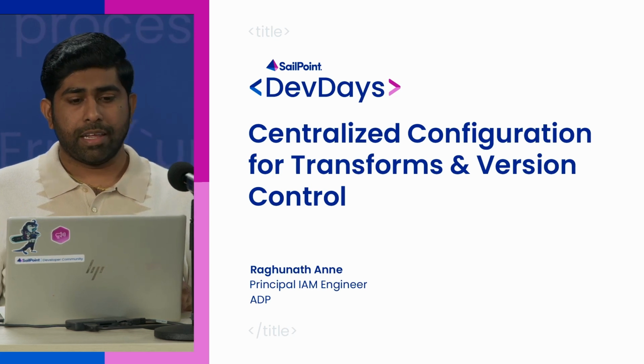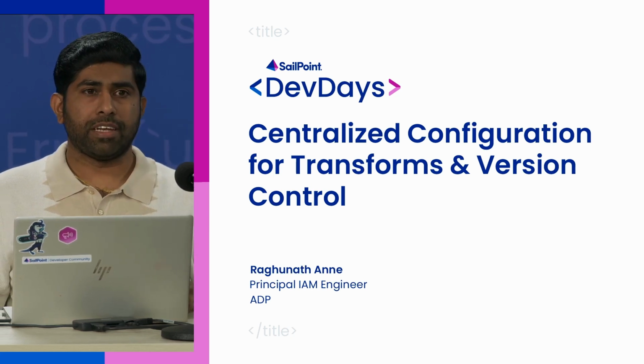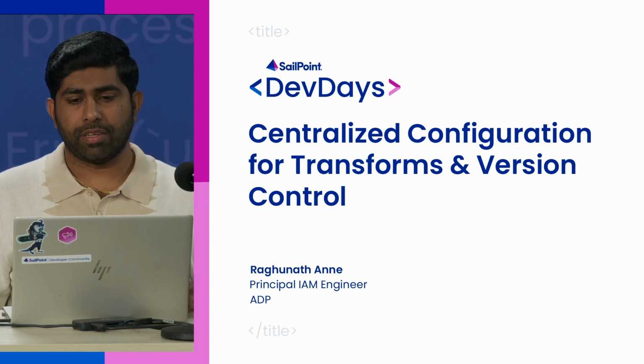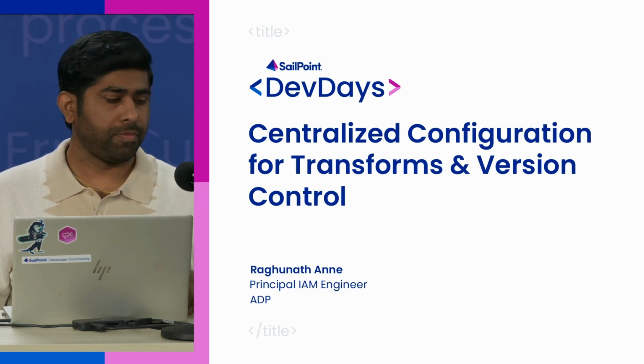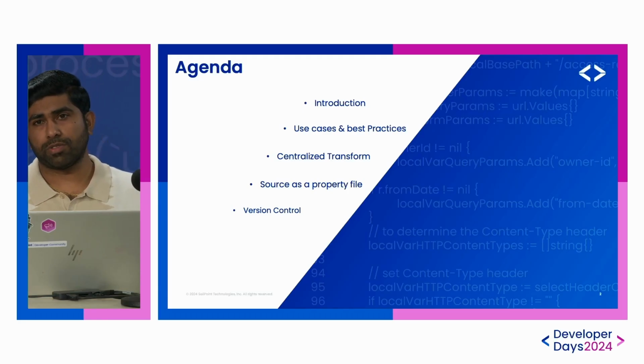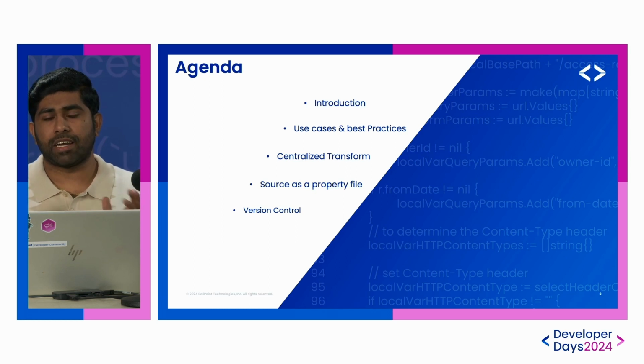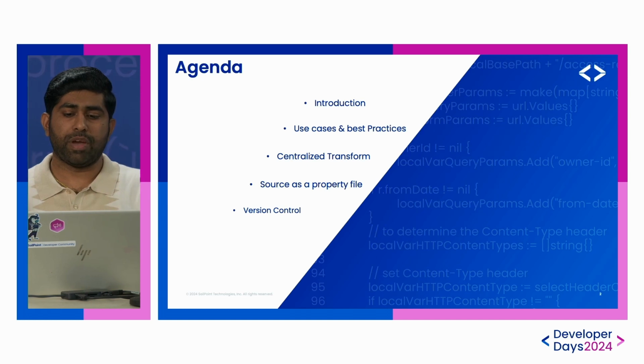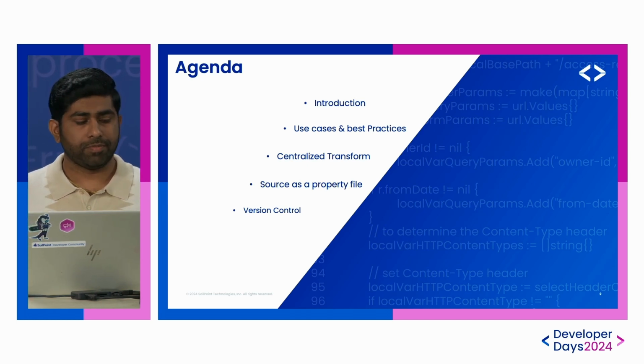I am Raghunath Anne. I have 12 years of expertise in identity and access management, coupled with extensive experience as a full stack developer. In today's session, I'll briefly discuss the importance of centralized property management, followed by a deep dive into possible ways of managing centralized properties for transforms, and share some tips for managing centralized properties for rules. Lastly, I'll introduce SailPoint Configuration Manager, a community-developed PowerShell module designed to assist in maintaining the history of configurations.